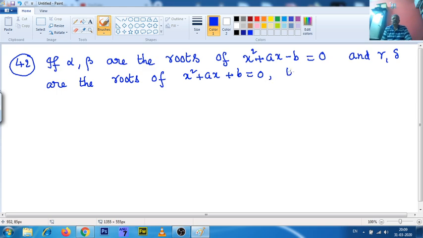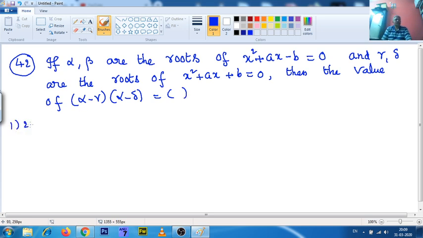then the value of alpha minus gamma multiplied by alpha minus delta equals. First option is 2b, second option is minus 2b, third option is a plus b, fourth option is a minus b.